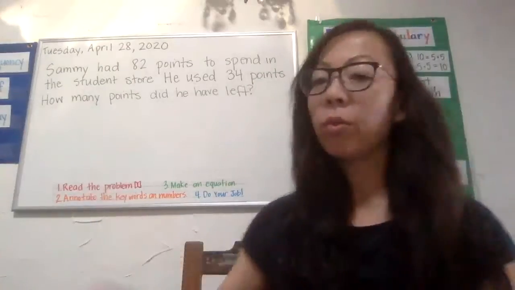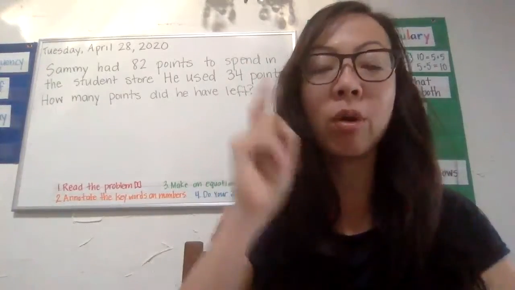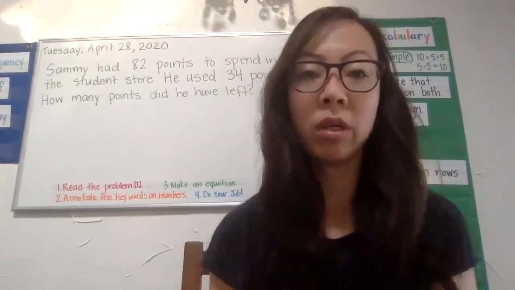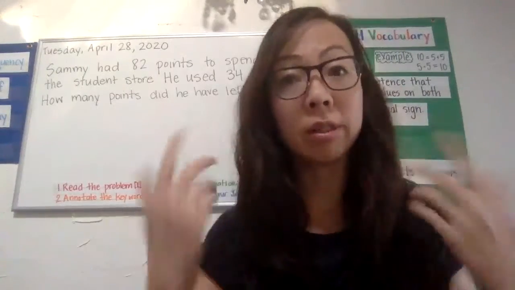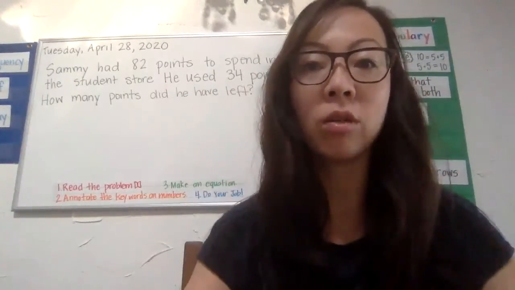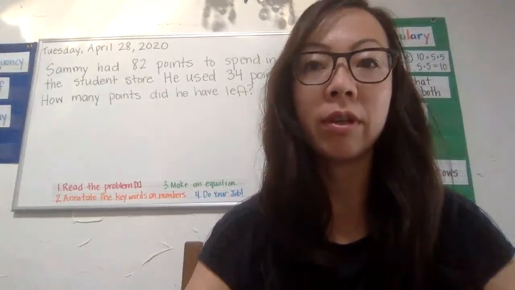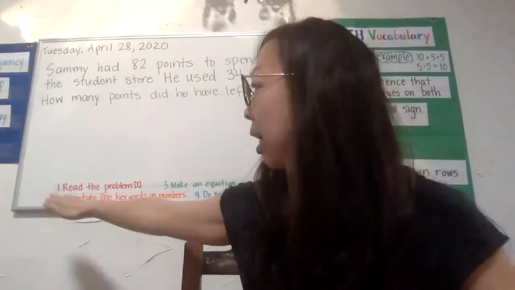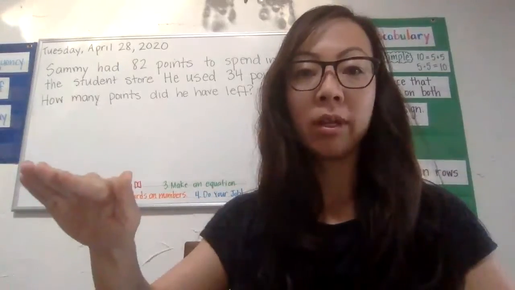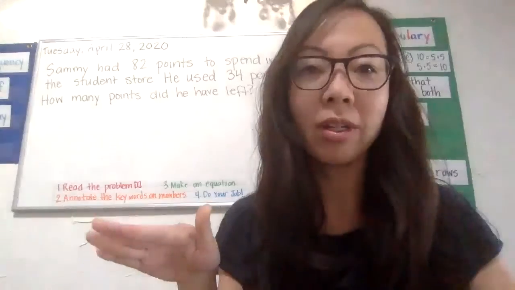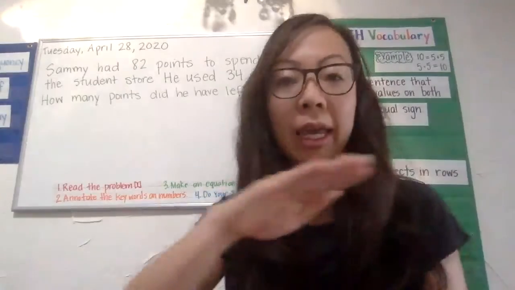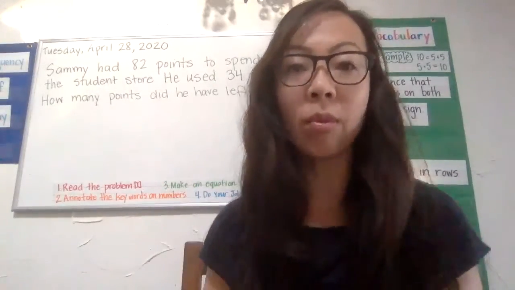So step number 1 we know is read the problem. Remember, we're readers not just to make sure we see the words, but we want to understand what's happening in the problem. Number 2, I used a new word instead of highlight today. I use the word annotate. So here's a symbol for annotate. We can be highlighting when we annotate. Sometimes we take notes when we annotate. We're doing work when we're annotating. So step 2 is annotate the key words and numbers.